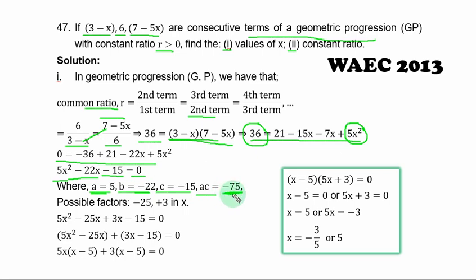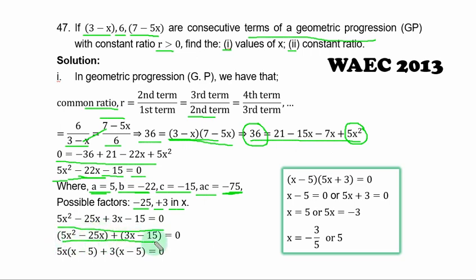Such factors are minus 25s plus 3s. The two factors, you write them in terms of s and replace the middle term with them in this form. You have 4 terms now. Next thing is to group them in twos.